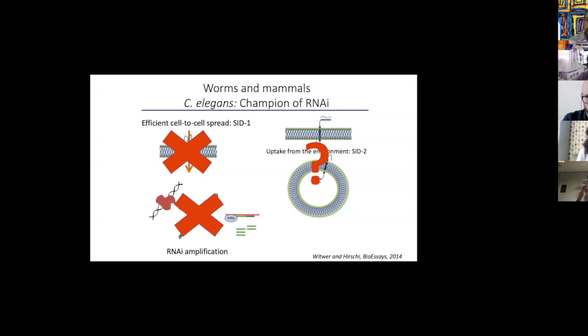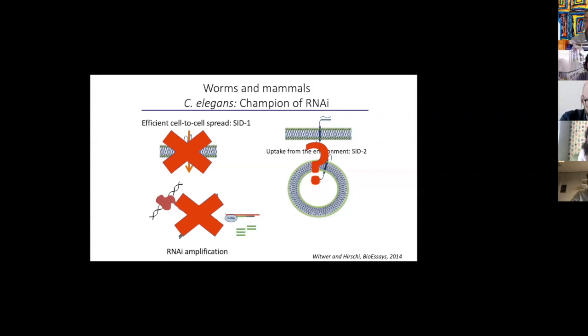Another thing that it's able to do is that if it gets sequences that it wants to target, it can use those sequences to make more siRNAs. So it's able to amplify the effects. And then it's also able to take up RNA from its environment. And so for C. elegans, the RNAi pathway is kind of like an immune system.